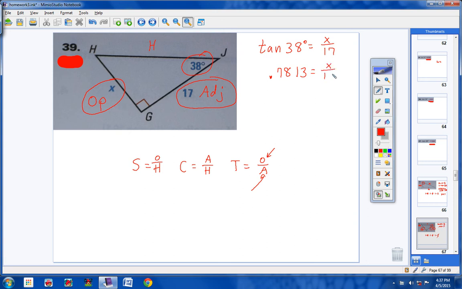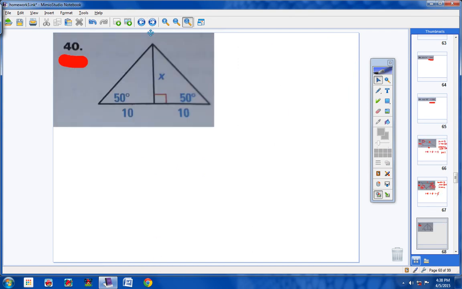Now, what is your denominator? 17. So you're going to multiply both sides by 17. So if you take 0.7813 times 17, you're going to get 13.2816. If you multiply this side by 17 over 1, 17's cancel, leaving you with x. So the answer is 13.28, 13.3. Okay? Alright, moving on to number 40.